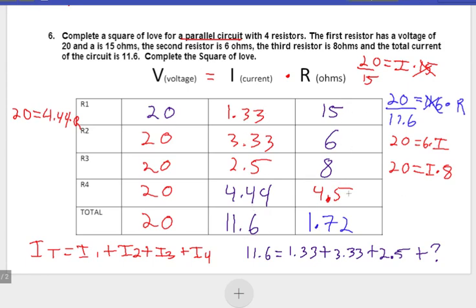How do I know my resistance is correct here? If I use my resistance equation, which told me that RT is equal to R1 to the negative first plus R2 to the negative first plus R3 to the negative first plus R4 to the negative first, all to the negative first, I end up with 1.72. And I recommend that if you guys are unsure, or just to double check, that you go and do these steps. So I would try the total resistance and I would make sure that all my currents add up as well.